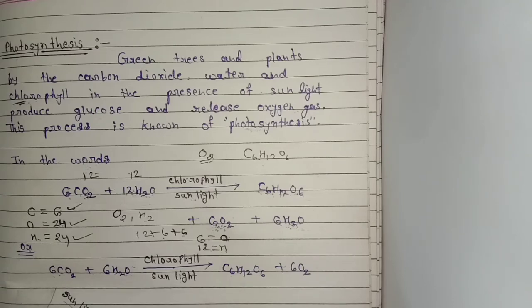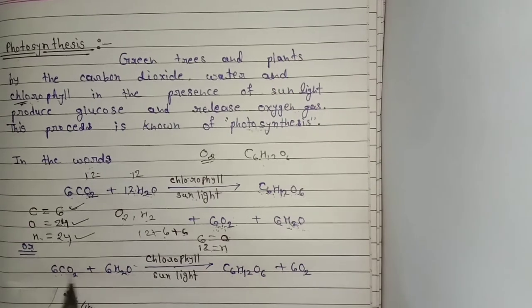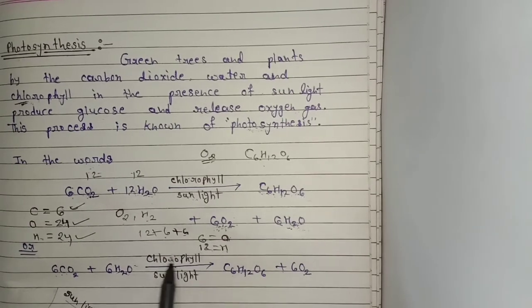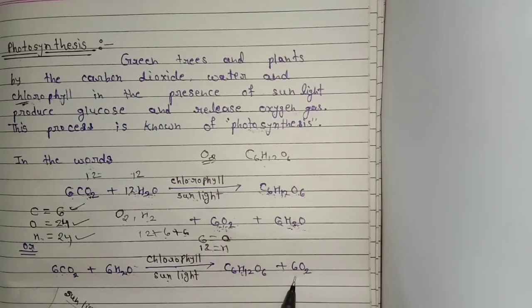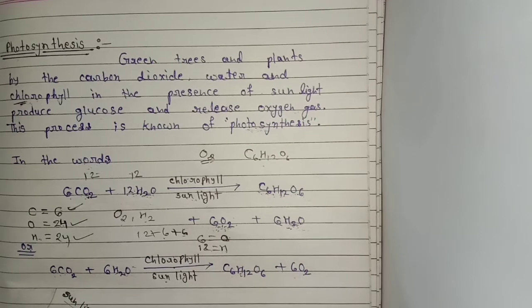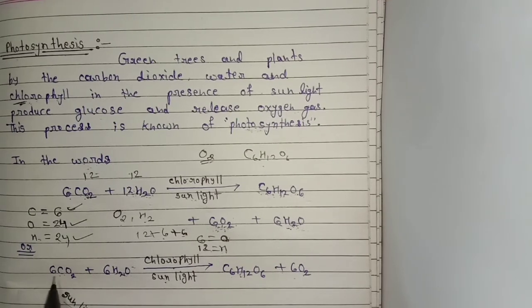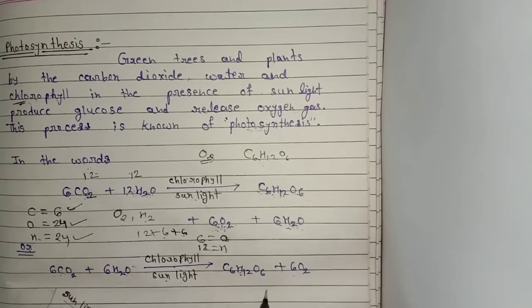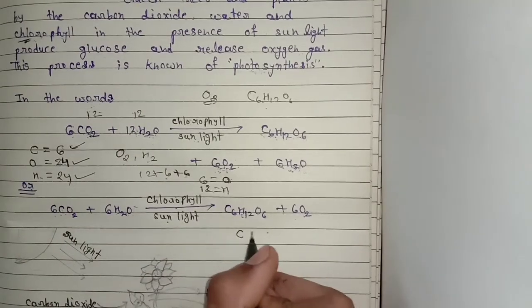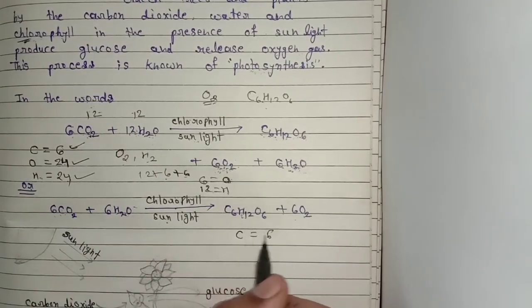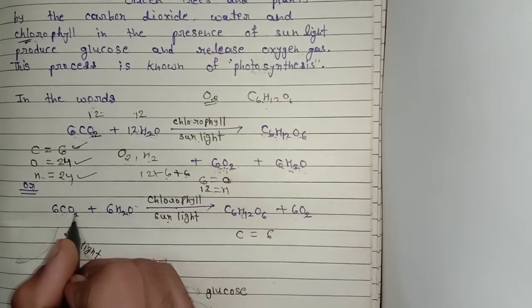Let's understand this equation in a simple way, starting with the first equation. We also know the definition of photosynthesis: green plants use carbon dioxide, water and chlorophyll in the presence of sunlight to produce glucose and release oxygen gas. This process is known as photosynthesis. Now let me derive the total number of carbon here, so you can understand that.